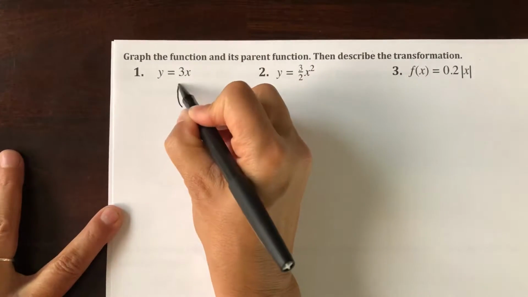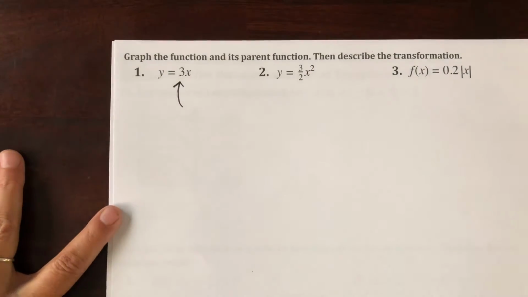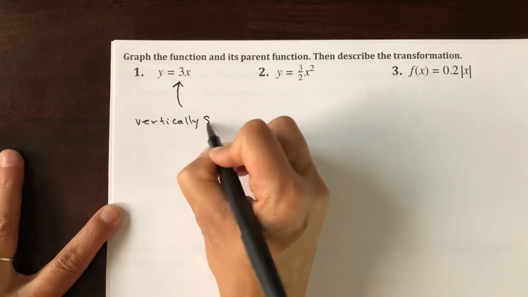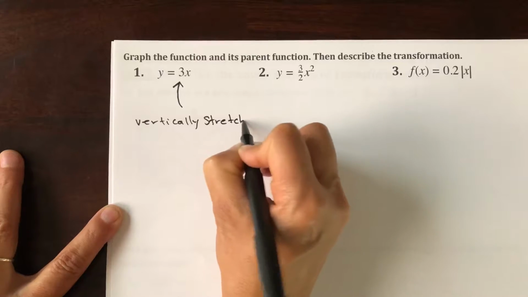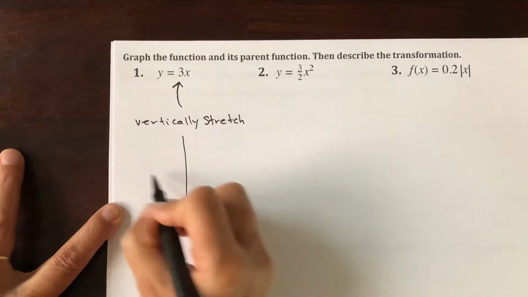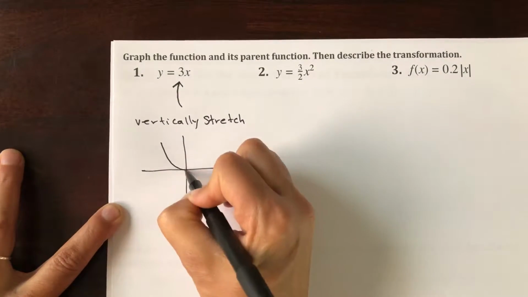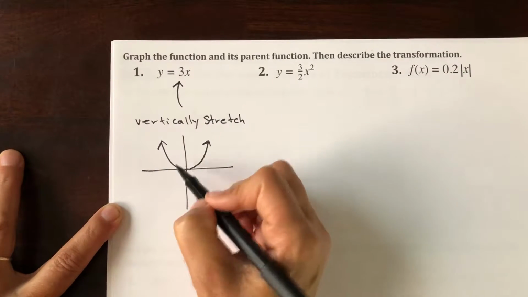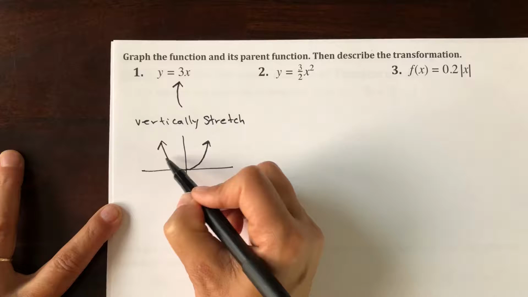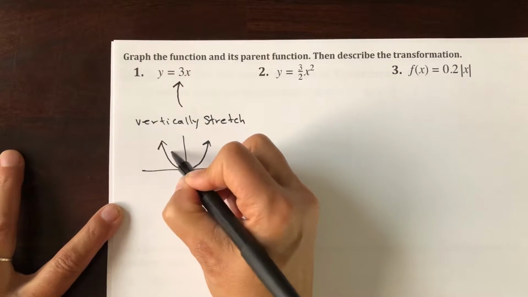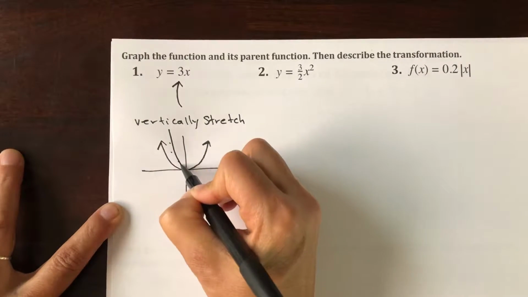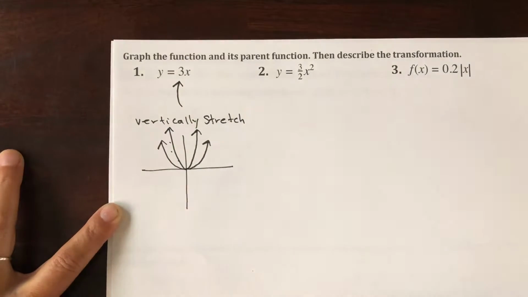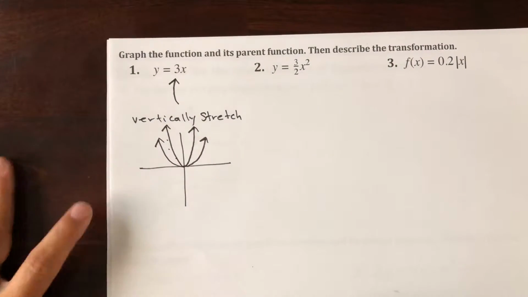Well, I can see here that the 3 in front is going to vertically stretch. So I could graph every point, but I know my parent function. And then if it's stretched, my points are going to get stretched vertically. And (0, 0) remains. So that is a vertical stretch by a factor of 3.